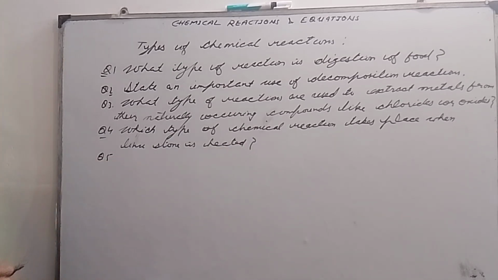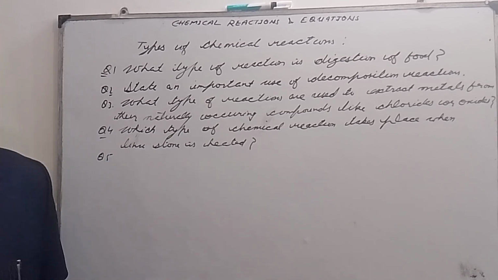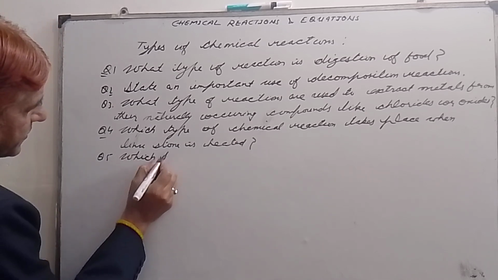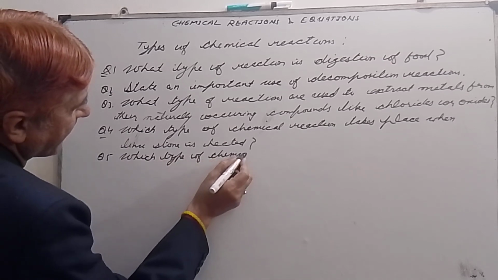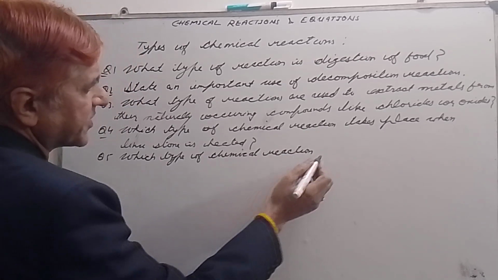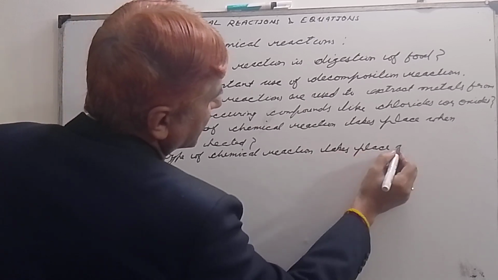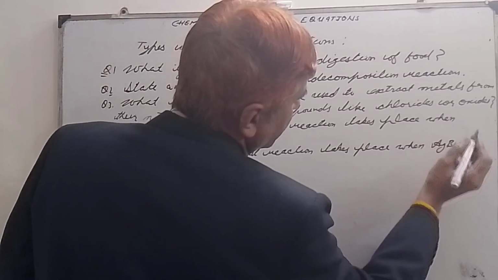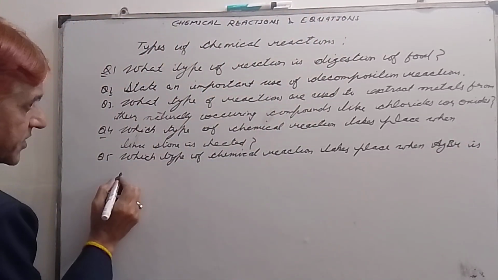Then question number 5, last question is, which type of chemical reaction takes place when silver bromide, AgBr, is exposed to sunlight?